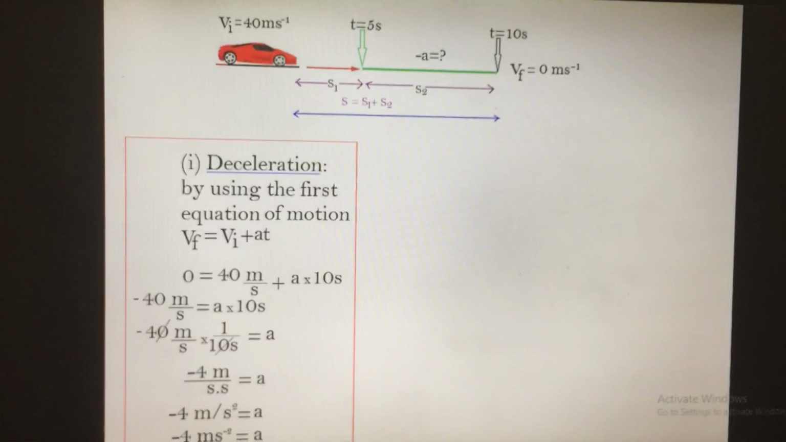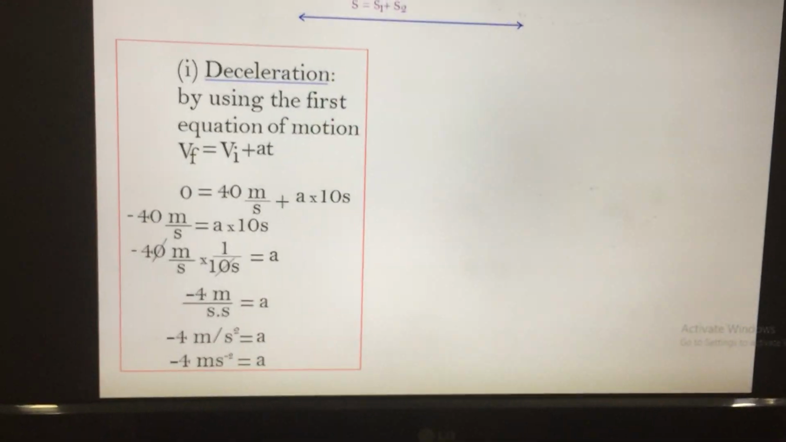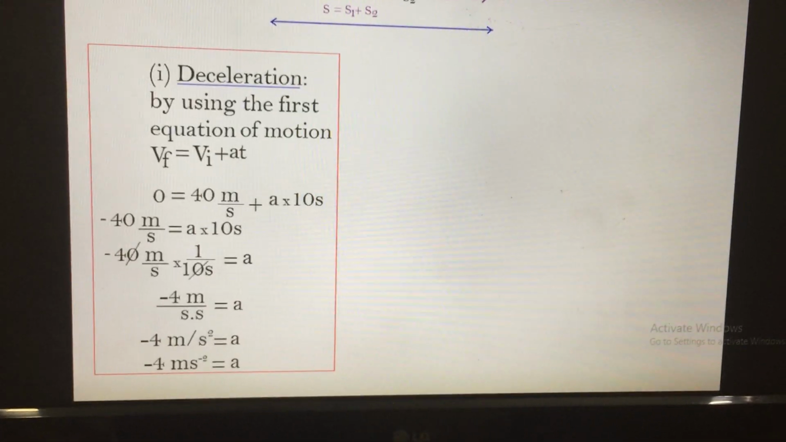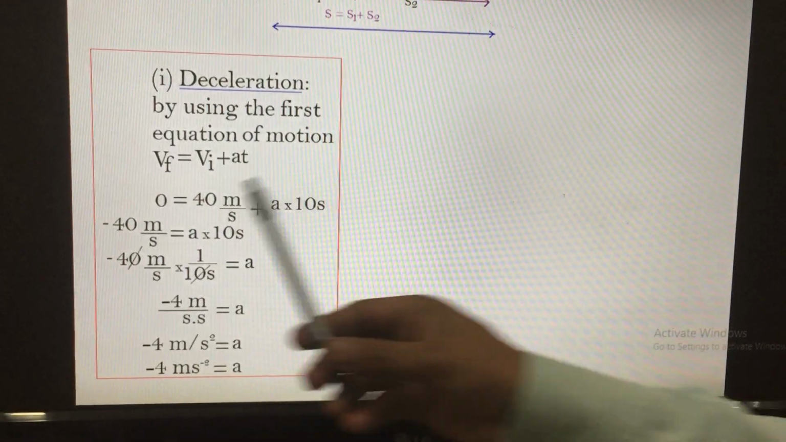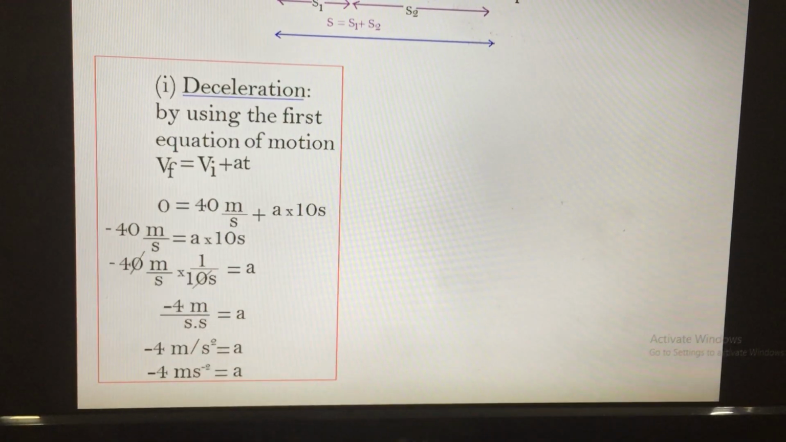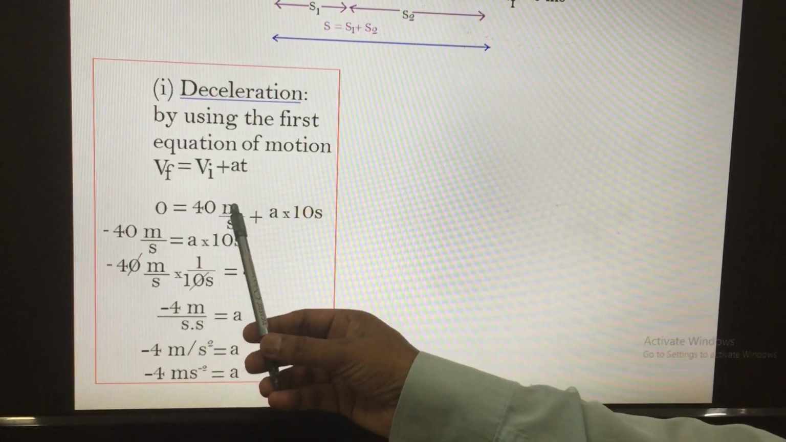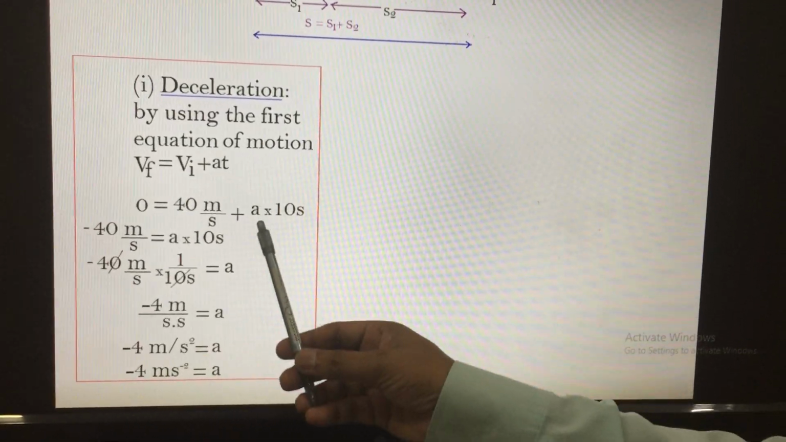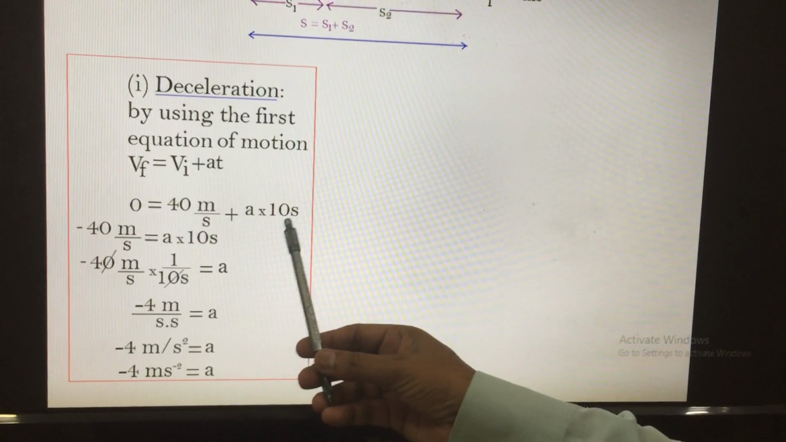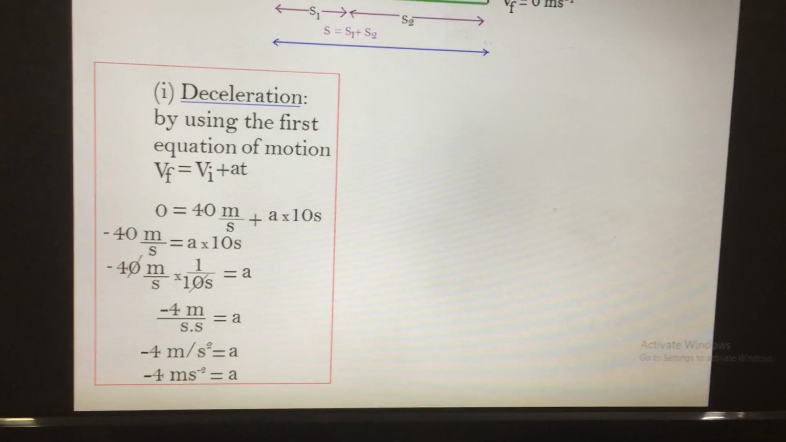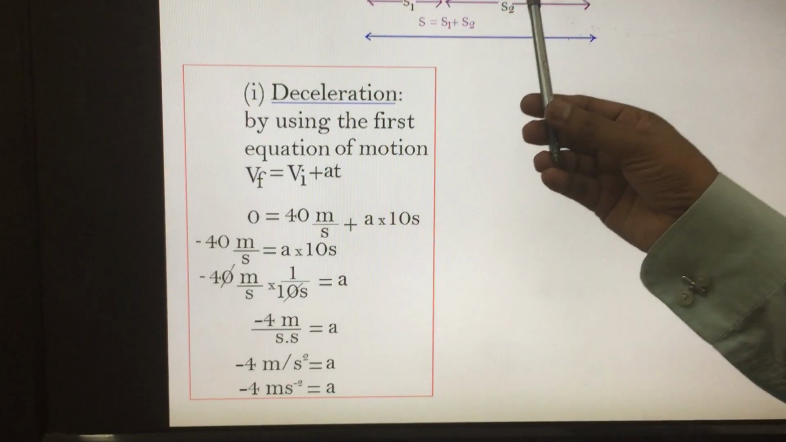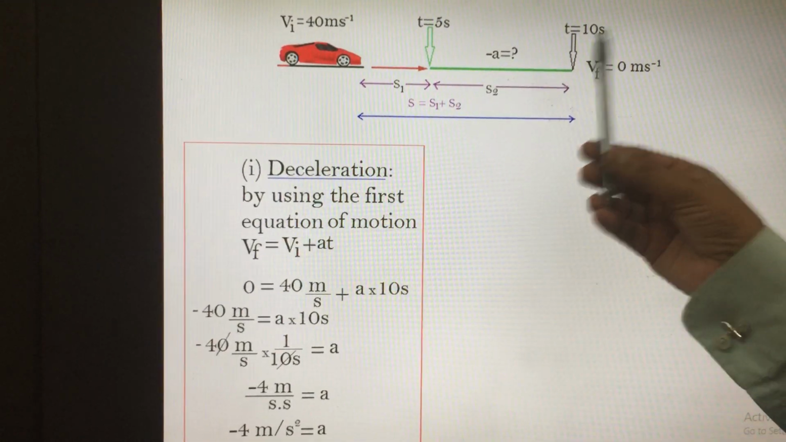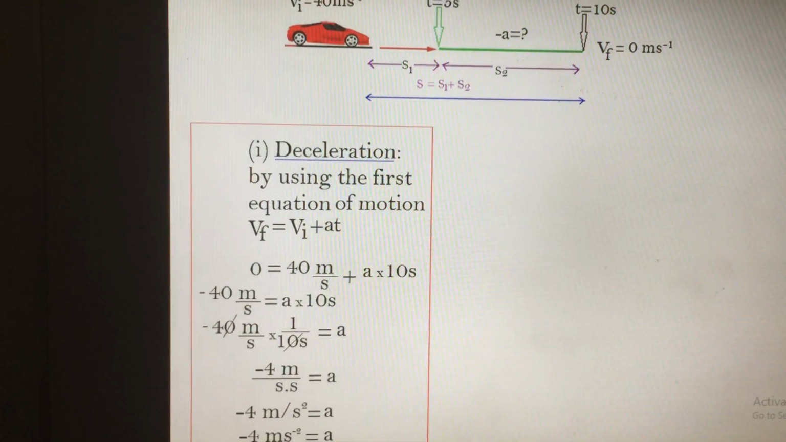Here we are. So first one, deceleration. We are going to calculate our deceleration by using the first equation of motion, that is Vf is equal to Vi plus at. As our final velocity is 0, we will put 0 here. Initial velocity is 40 meters per second, right? Plus a, acceleration, we need to find out. So we will write a as such. Time is 10 seconds. As we are trying to calculate acceleration from here to here, we have 10 seconds.